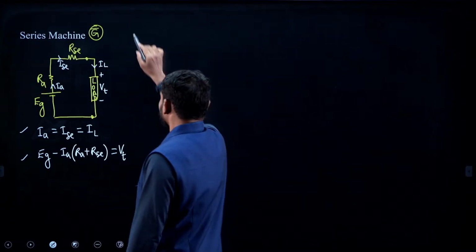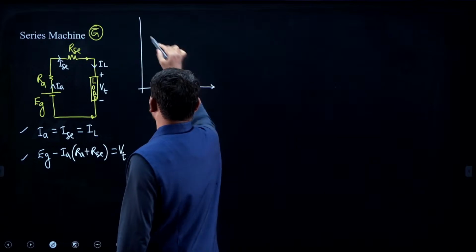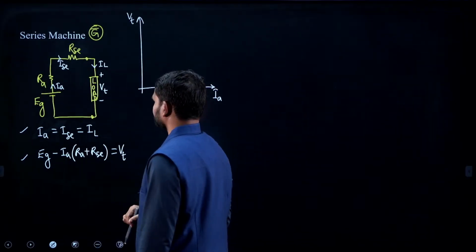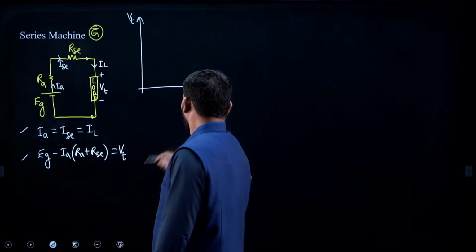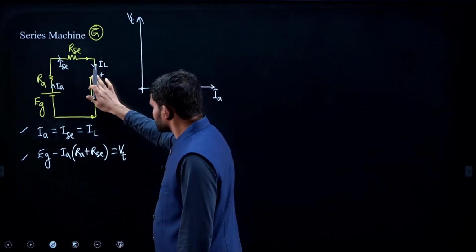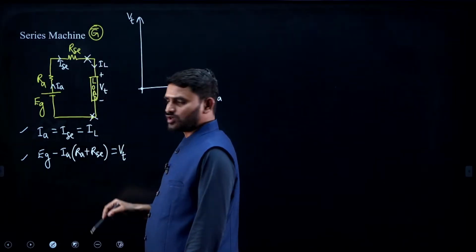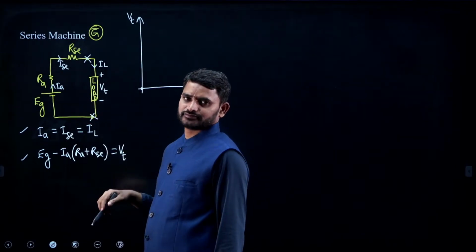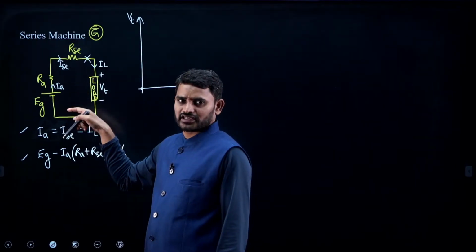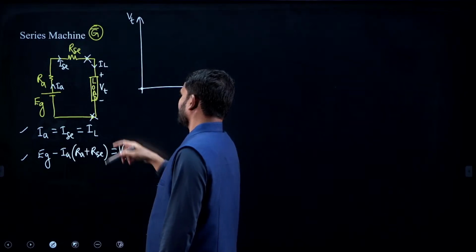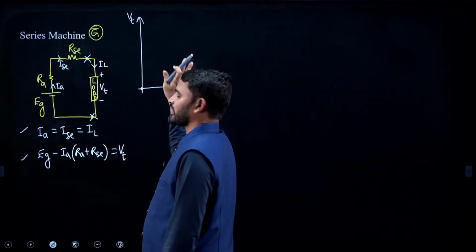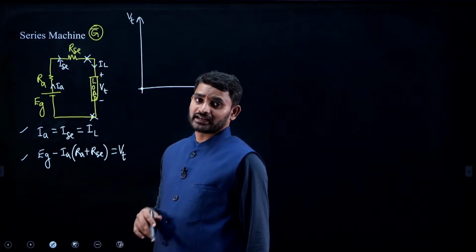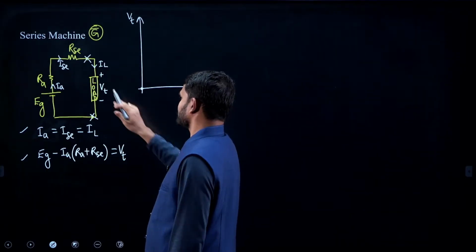Okay. If you see the external characteristics of the series generator, the terminal voltage versus armature current. Under no load condition, no load means it is an open circuit, do not put a load. If there is an open circuit, do you have a current circulation here? Not possible. Okay. So, if it is not possible, you cannot draw no load characteristics. You cannot draw internal characteristics also. The only possibility is load characteristics.